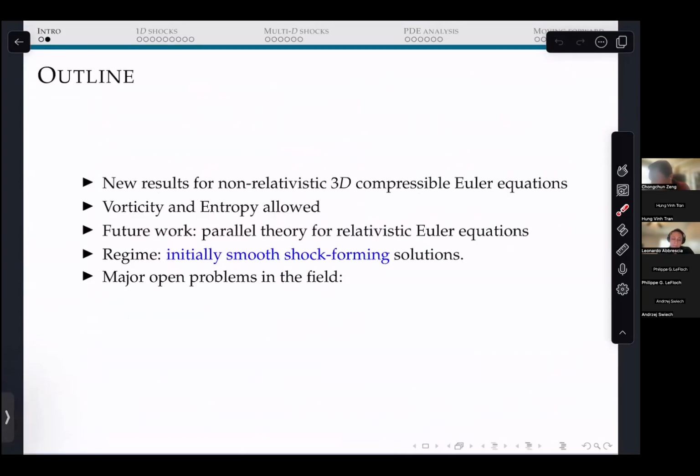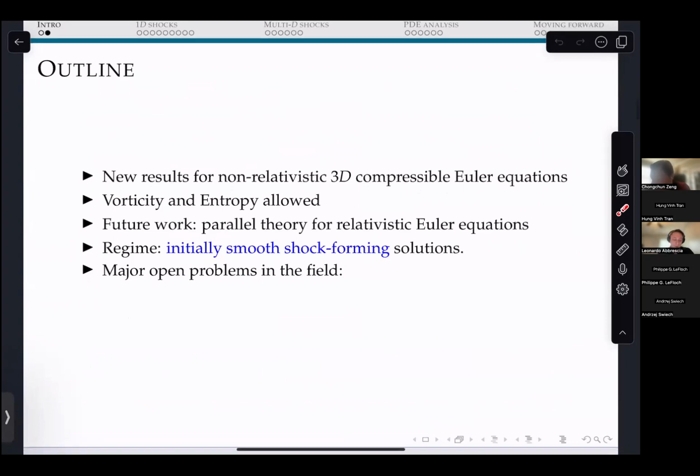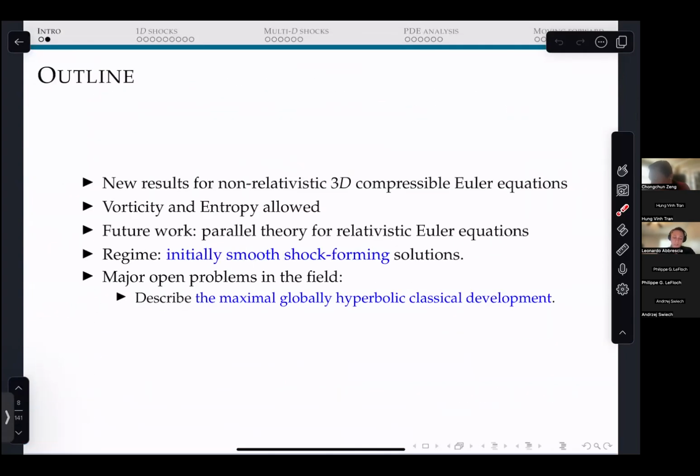I'm going to talk about how my work can be used to perhaps one day tackle some big open problems in the field. One is to describe the maximal globally hyperbolic classical development. This is a bit of a mouthful, so let me break it down piece by piece. What does maximal mean? It means I'm looking for the largest set of points in space-time on which a solution solves the PDE classically. That's what classical means: point by point, pointwise, the equation is satisfied.